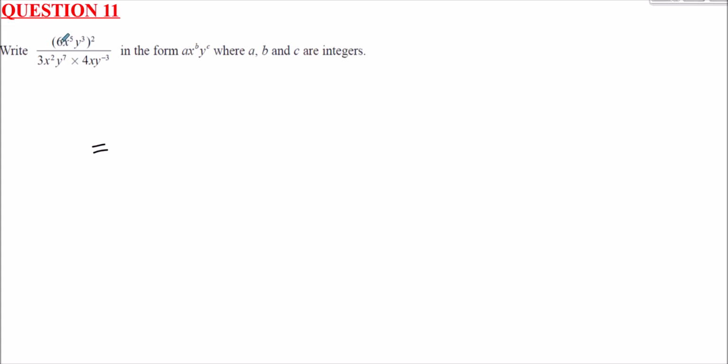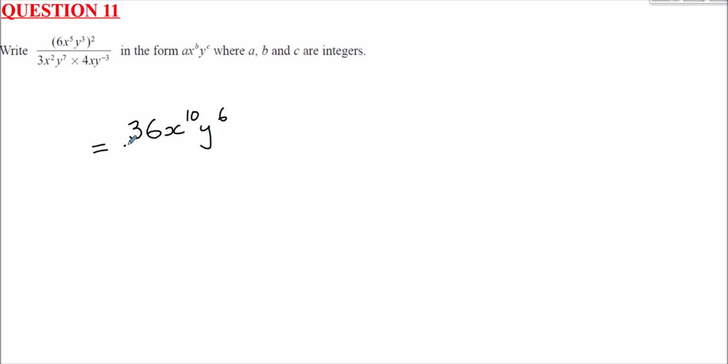So 6 squared, 6 multiplied by 6 is 36. X to the 5 squared means x times x times x times x times x times x times another x times x times x times x, which of course is x to the power 10. The quick rule is, if you have a power next to a power, you multiply the powers together. 5 times 2 is 10. In the same way, y cubed, squared, 3 times 2 gives y to the 6.